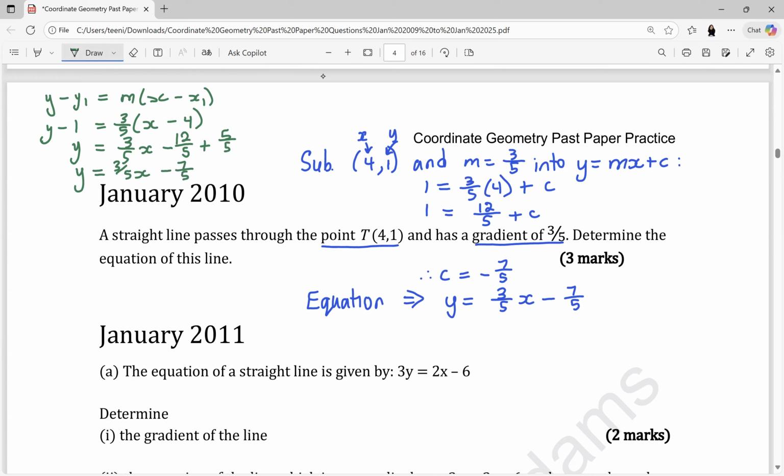So as you can see, you're still going to get the same answer. One method, you substitute the values in to find out what C is, and then you rewrite the equation, replacing M and C. Or the second method, you substitute into the equation y minus y1 is equal to m times x minus x1, and then you simplify and make y the subject of the formula. Both methods, you're going to get the same answer.